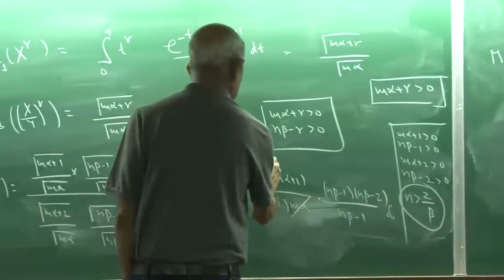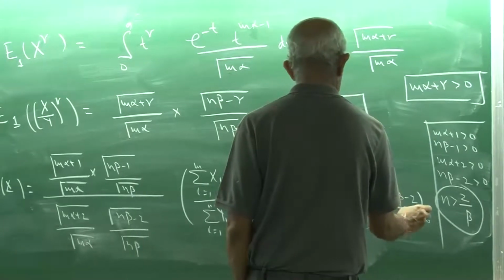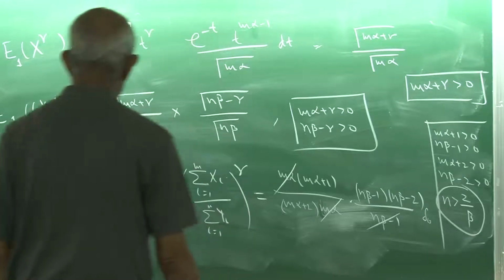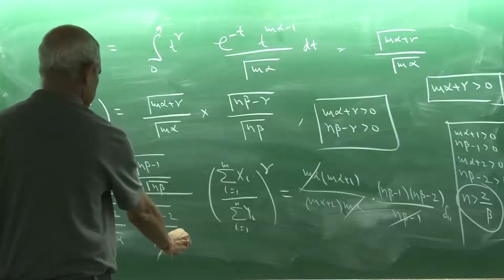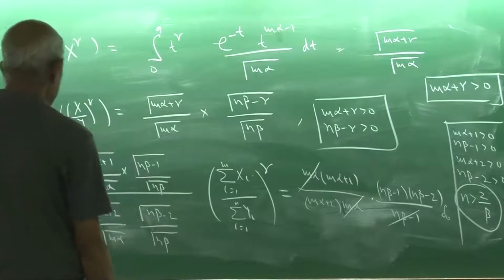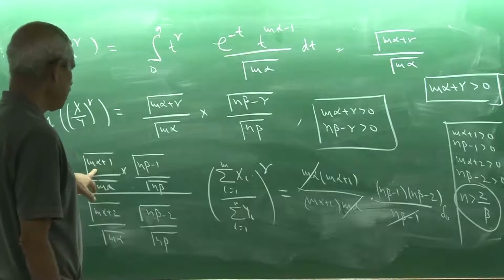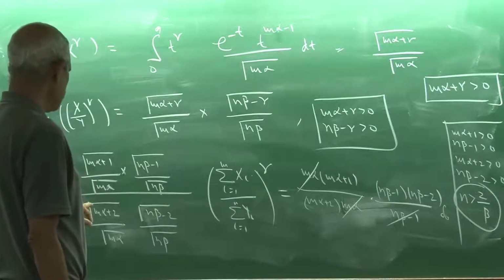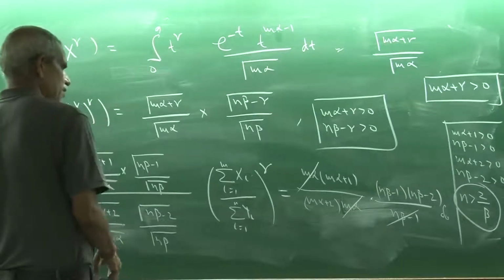So m alpha gets cancelled, n beta minus 1, and there is some issue with this. Let me check. It should be n beta minus 1 into n beta minus 2, gamma n beta minus 2. Okay? That becomes n beta. So that is okay. What would be this quantity? This is m alpha only, and the denominator becomes m alpha plus 1. So there is a problem with this only.